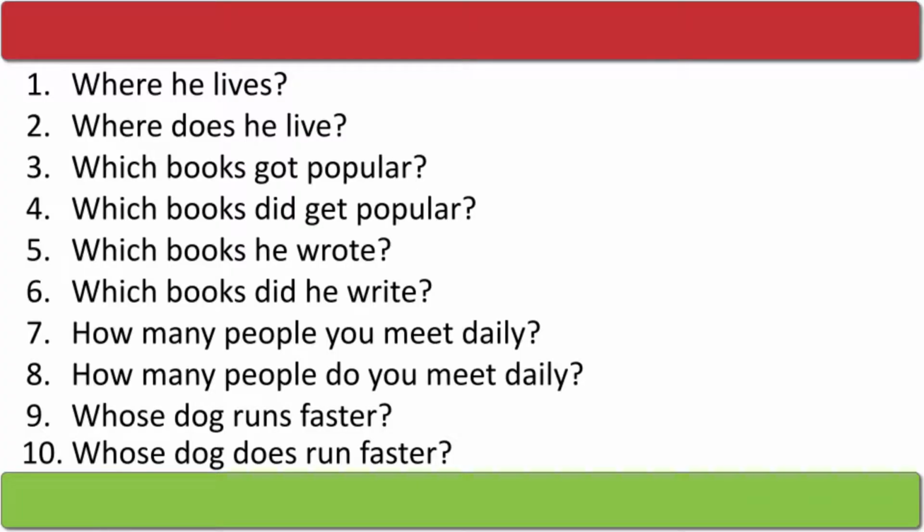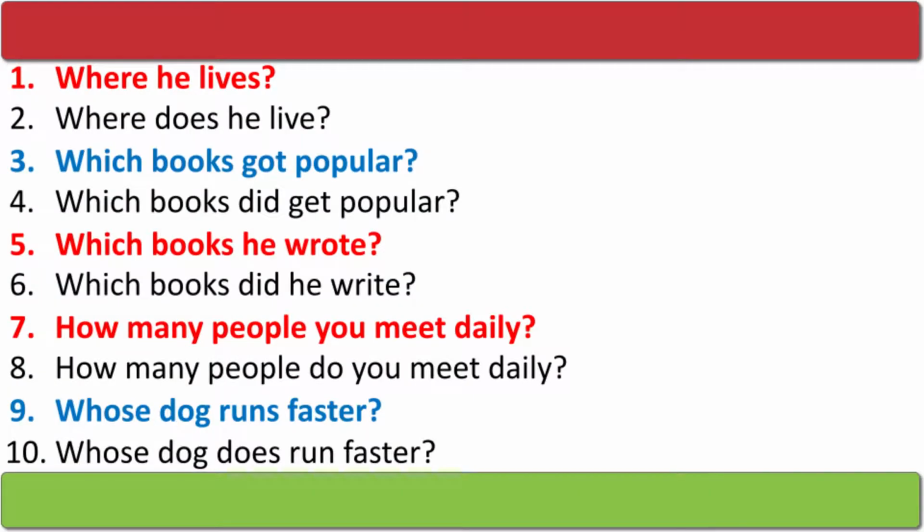Now I tell you which sentences out of these 10 are wrong. These are sentences. Sentence number 1, sentence number 5, sentence number 7. You were noting my mistakes, no? Now see. Now, what's wrong in that? Let's find out. In sentence number 1, there is no auxiliary, where he lives. And there is no auxiliary in sentence number 5. There is no auxiliary in sentence number 7.